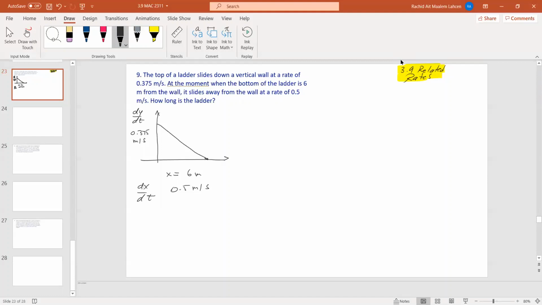And you see the question now changed. In the previous one, the length of this ladder was given, and now we're looking for how long it is. So what is that, z or L, right? But we'll do the same thing. We know this type of problem is z squared equal x squared plus y squared. We differentiate. Reduced by a 2.